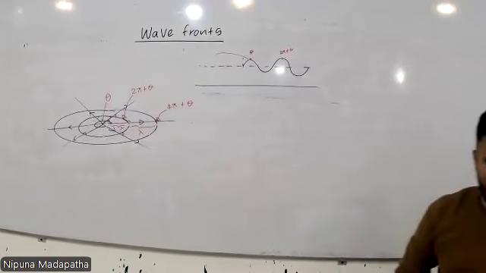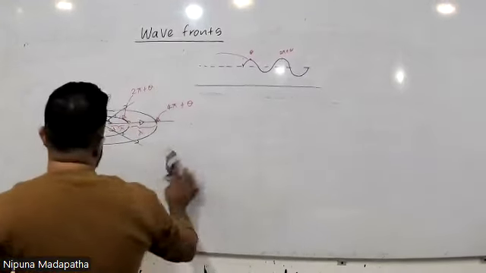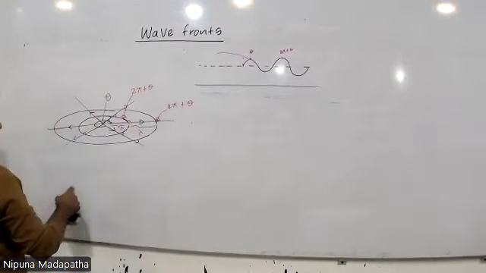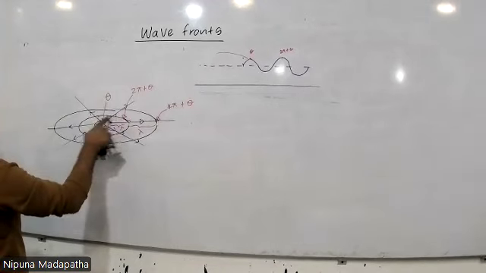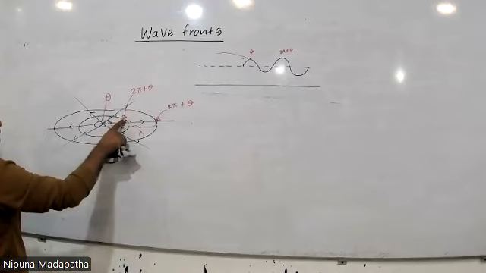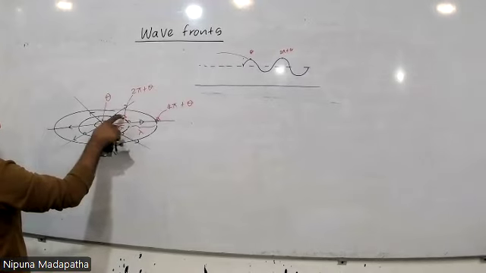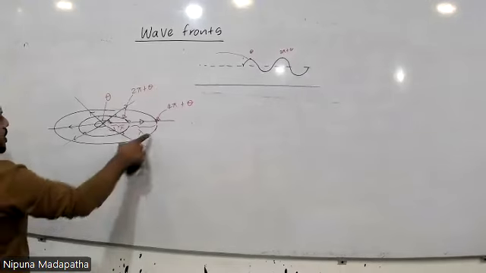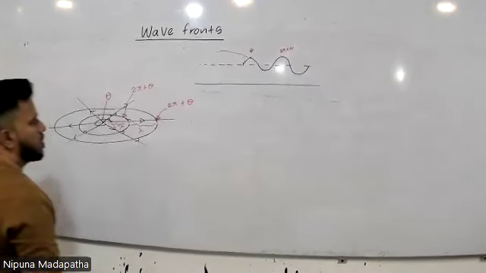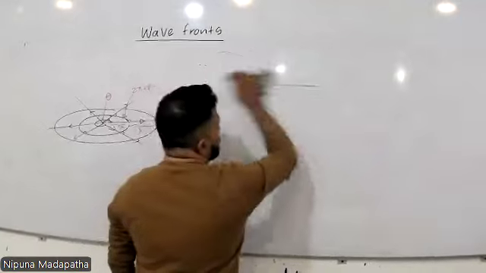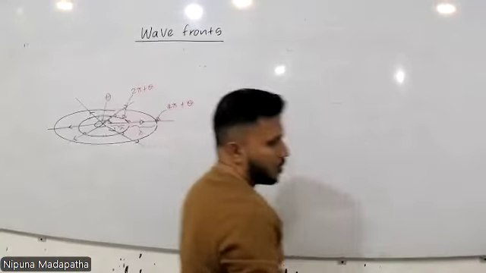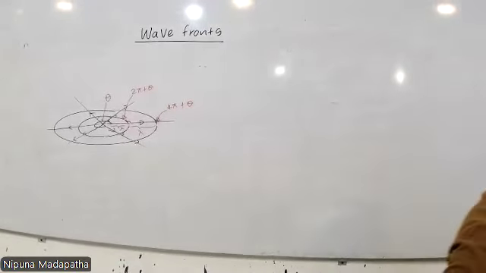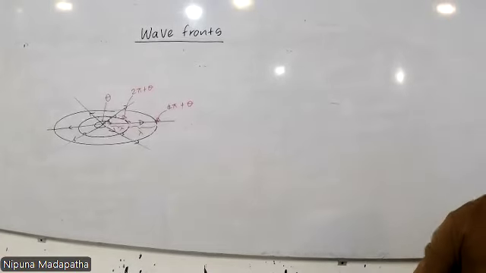So if the angle is theta, the phase angle of the particles on this wavefront must be 2 pi plus theta. This is 4 pi plus theta, like this. Right. Hurry up.